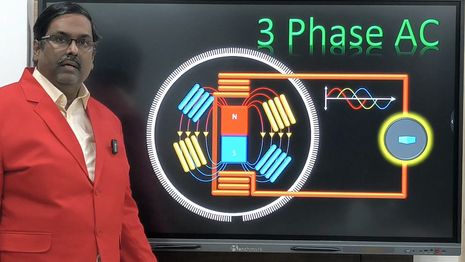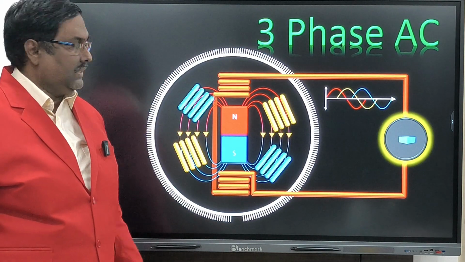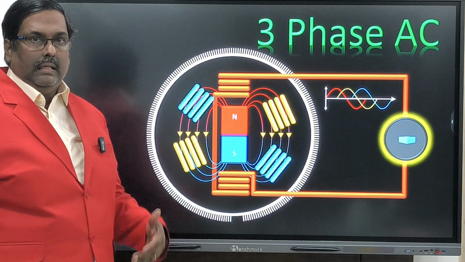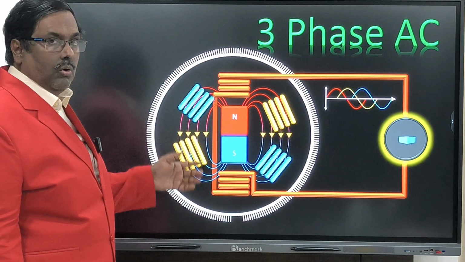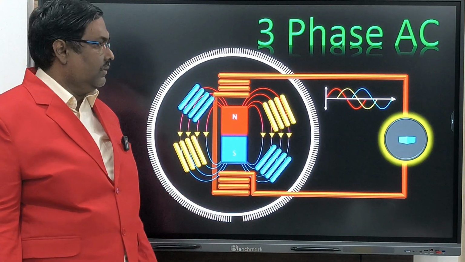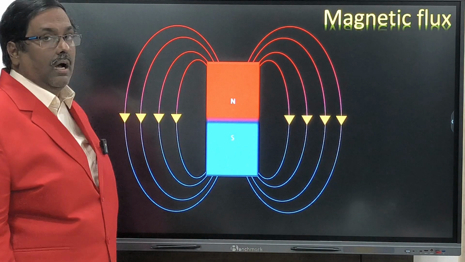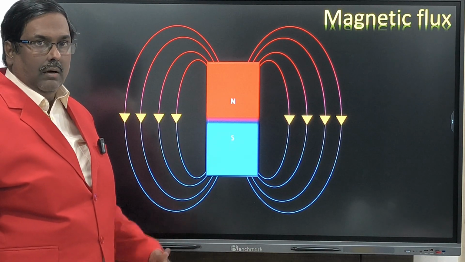Today's lesson is three-phase AC. So what is this three-phase AC? First we will see how AC is generated from the alternator. We call it an alternator because it is generating AC. If it is generating DC, we call it a generator. Okay. So first we will see how it is generating the electricity from the alternator.